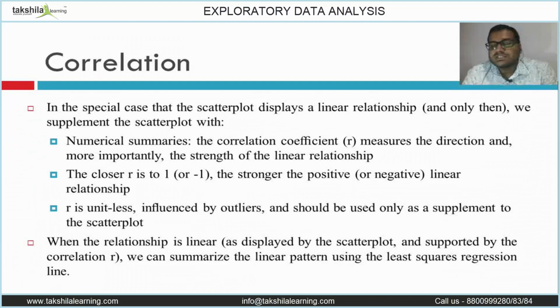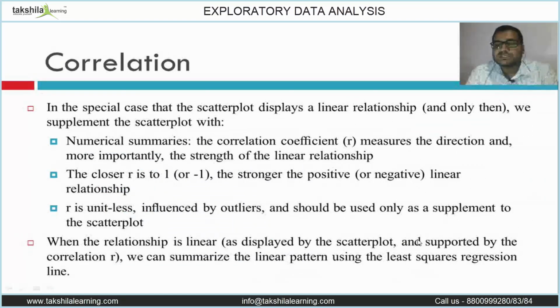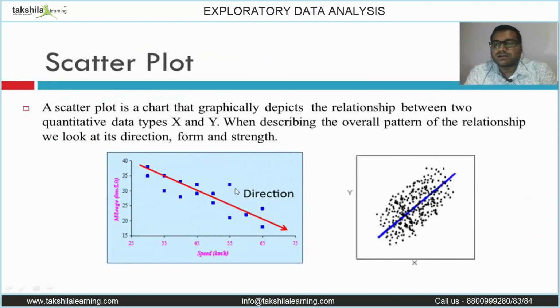When the relationship is linear, as we have seen here, in this left side graph the relationship is linear, and on the right side also it is linear. When the relationship is linear, we can summarize the linear pattern using the least squares regression line. If the relationship is linear, we can put a line through the data and see how the data is related from there. So here we have seen the scatter plot and the correlation, and how important correlation is in the scatter plot.